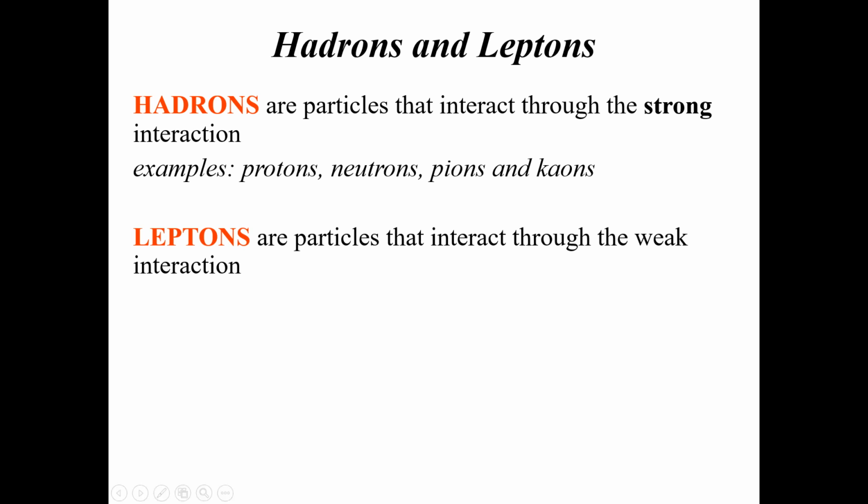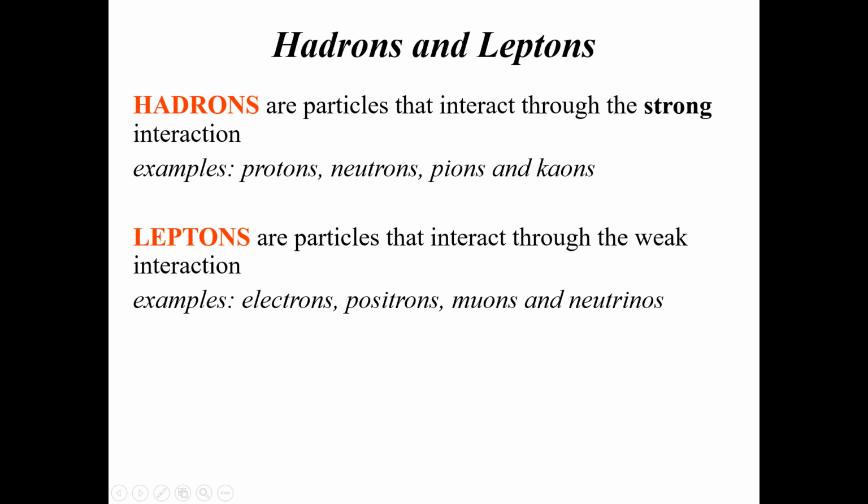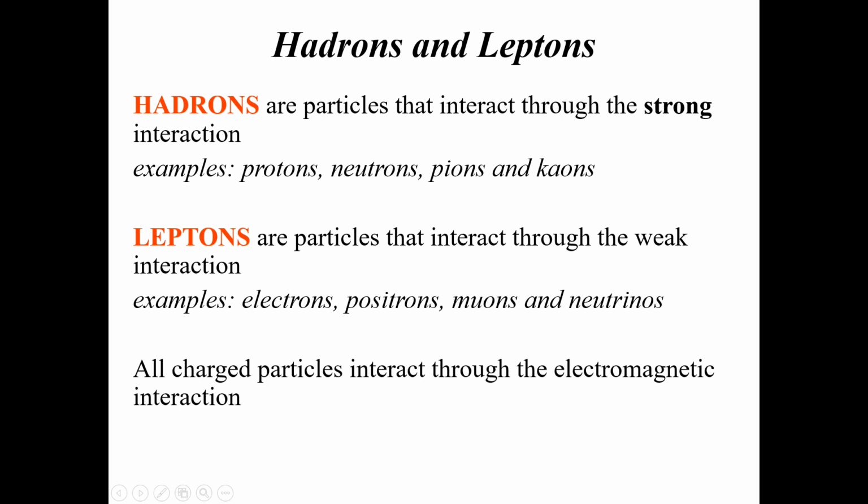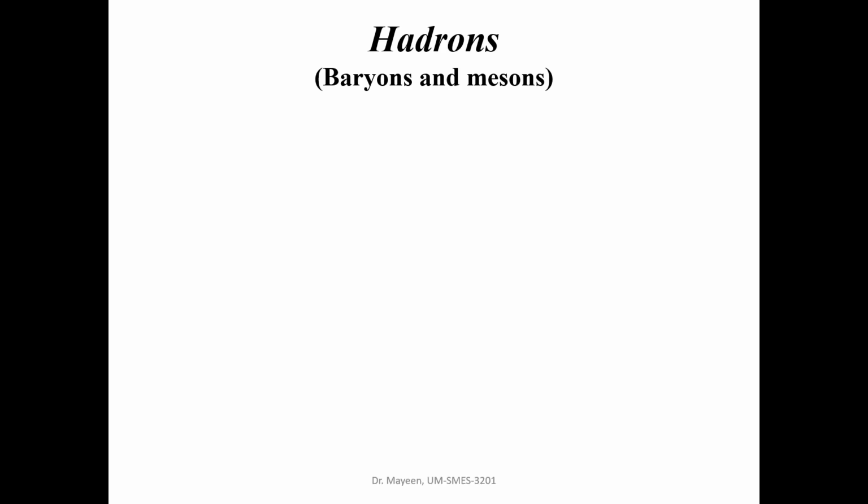Leptons, on the other hand, are a group of particles that interact through the weak interactions, and they are believed to be immune to the strong nuclear force. Examples of leptons are electrons, positrons, muons and neutrinos. All the charged particles interact through electromagnetic interactions.